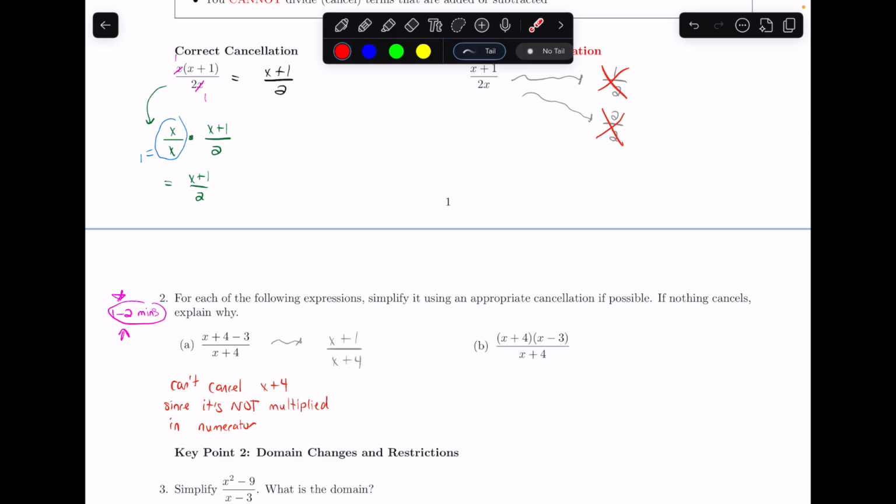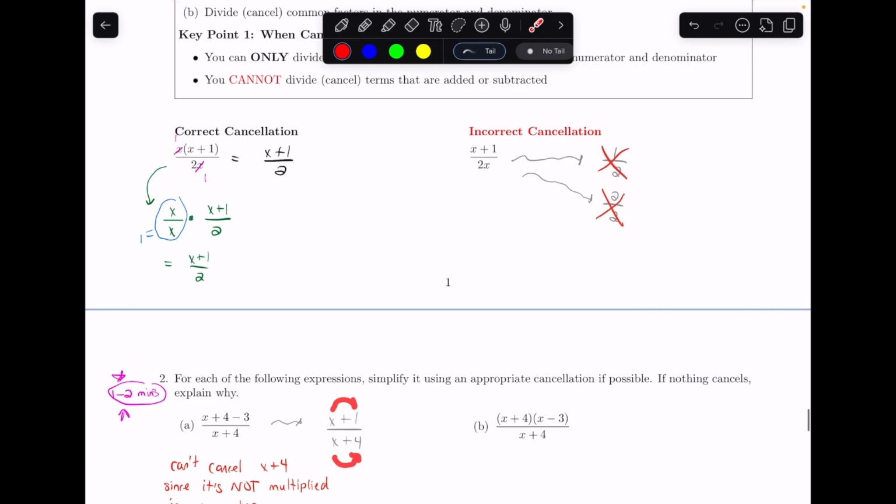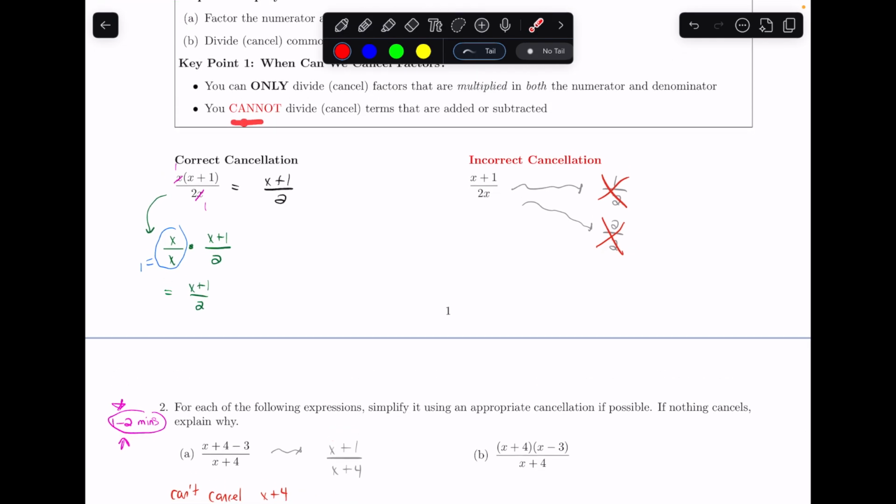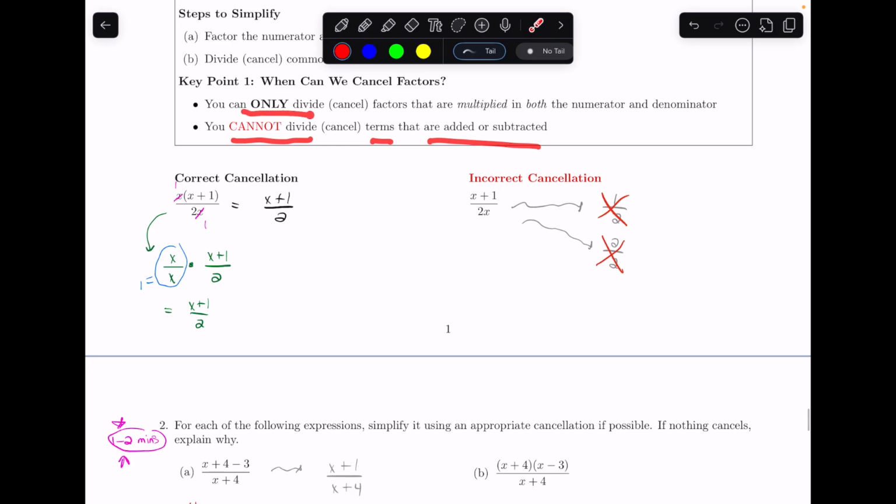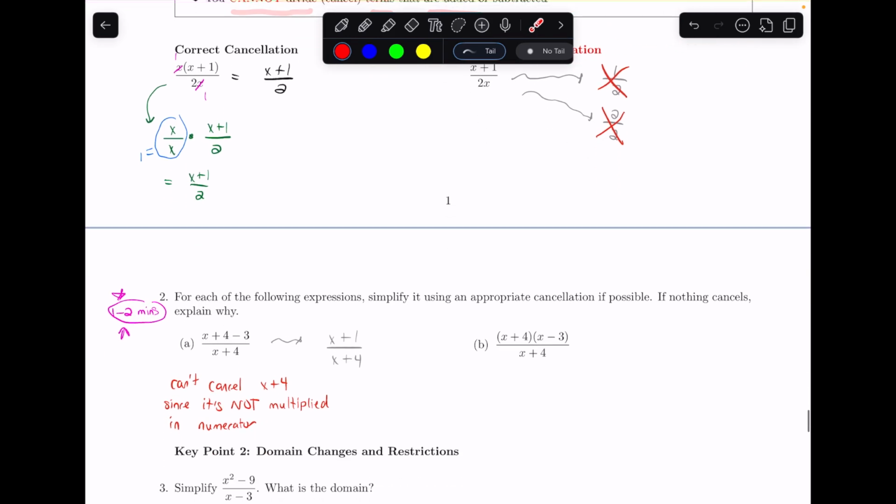With this, I cannot cancel the x's either because both of those are being added to other stuff. Again, if I'm adding or subtracting, I cannot divide terms that are being added or subtracted. We can only do it to factors that are being multiplied in both the top and the bottom. So that said, I do see a factor in b getting multiplied on the top and the bottom.